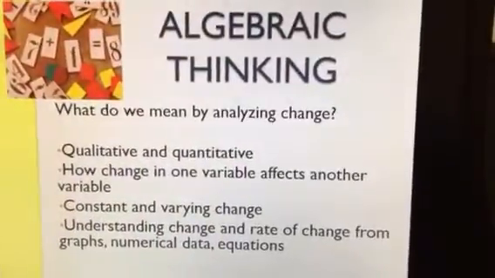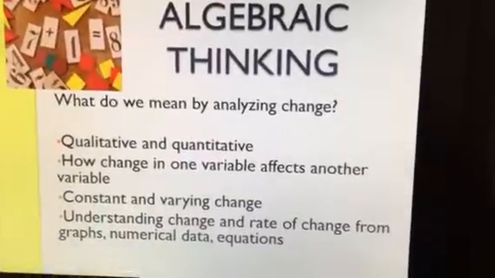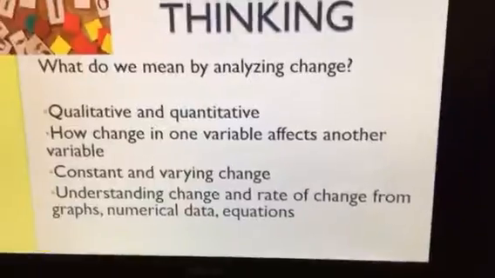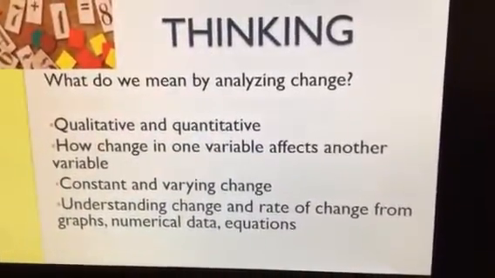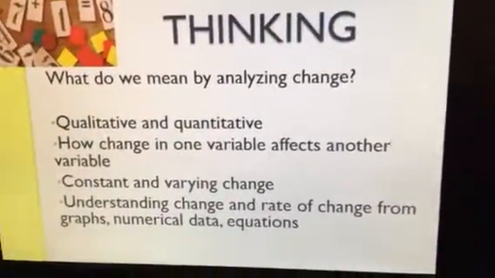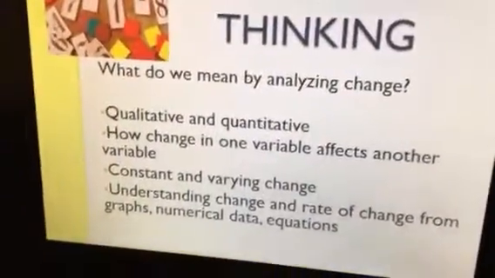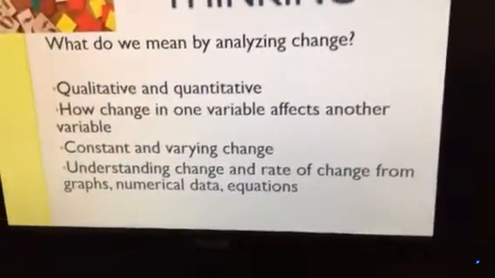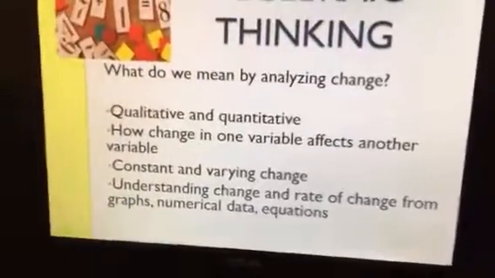We have several different types of change, qualitative and quantitative. Do you happen to know the difference between the two? What's qualitative change? That's a type of change that is not measured by numbers. Words. So maybe a color might change from blue to green or something like that. You're not going to measure it by numbers.